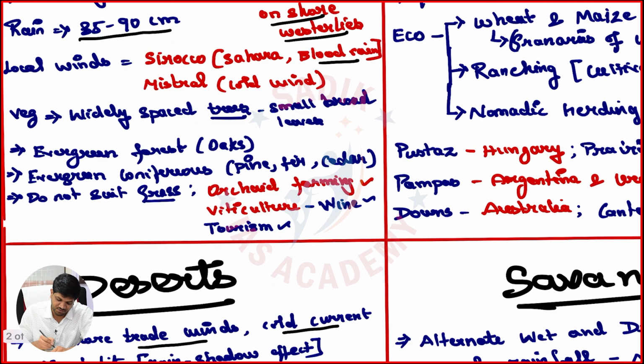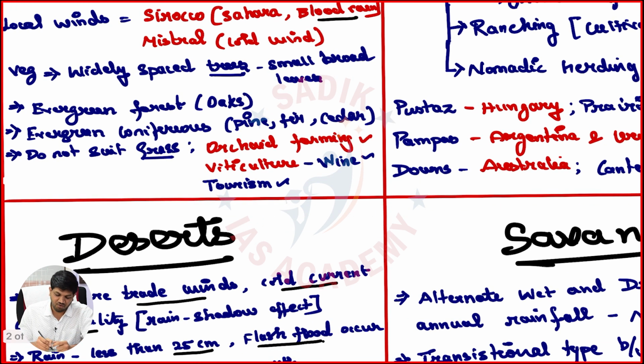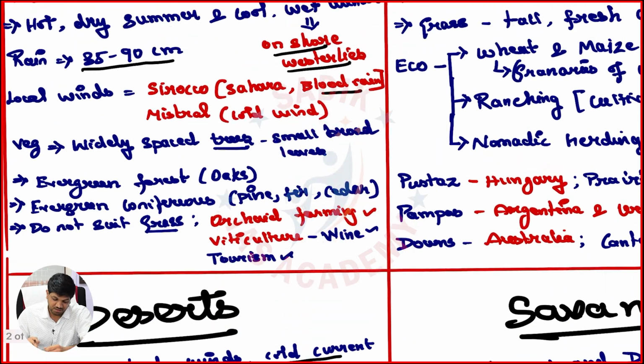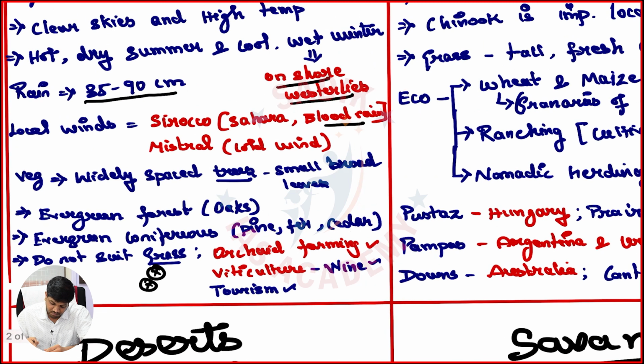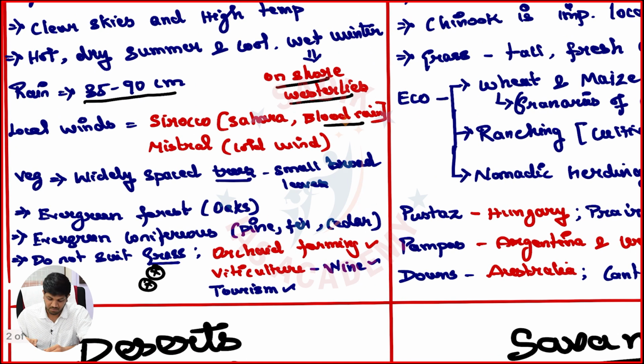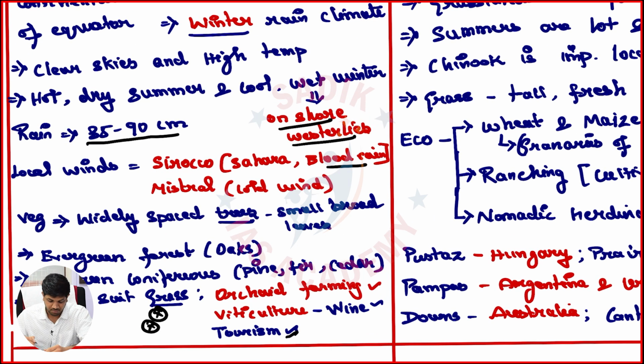The vegetation types are widely spaced trees and less broad leaves, and both evergreen coniferous forest and evergreen forest are present in this type of region, and this kind of vegetation does not suit grasses. This is an important one. Okay, and they are known for their orchard farming and viticulture. Viticulture means wine, friends, and they are also known for their tourism potential.